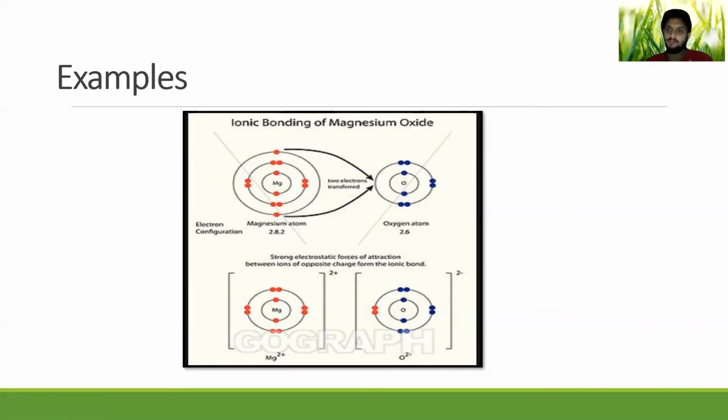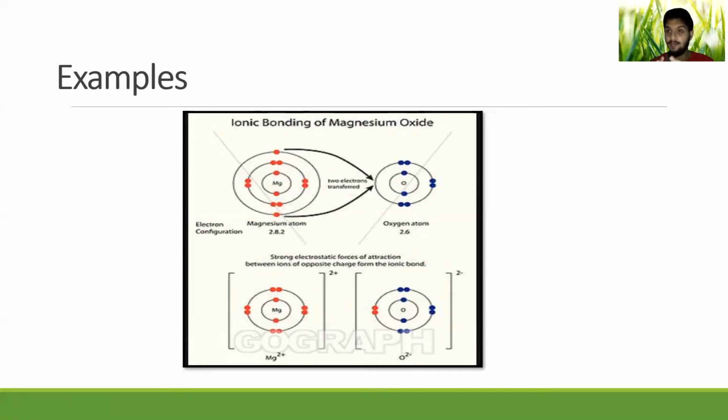So as we said, metals are the donors, and non-metals are the acceptors. So what does he do? The metal tries to get rid of his outermost electrons. So he has 2, he tries to give away 2. Why does he do that? Why does he give away those 2 electrons? Because he wants to make himself stable.